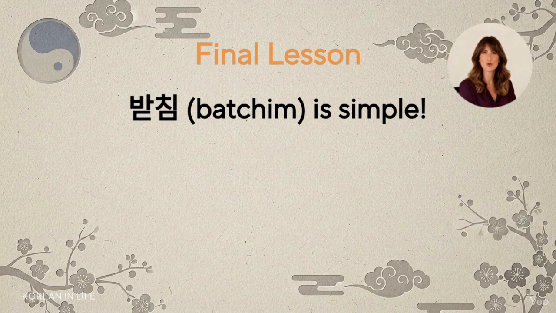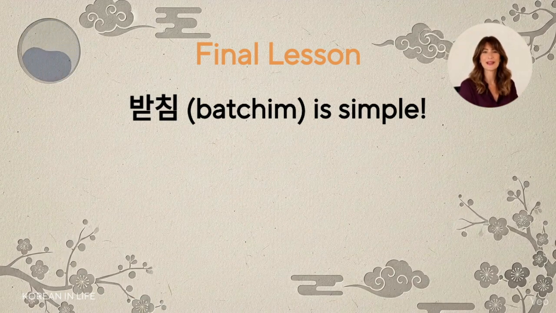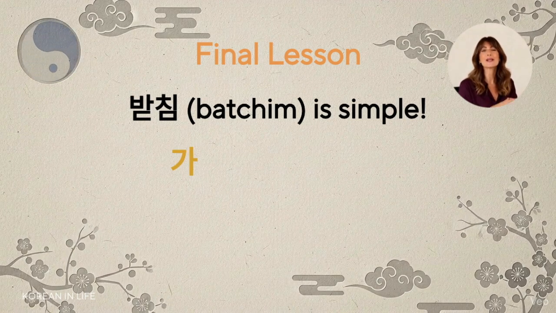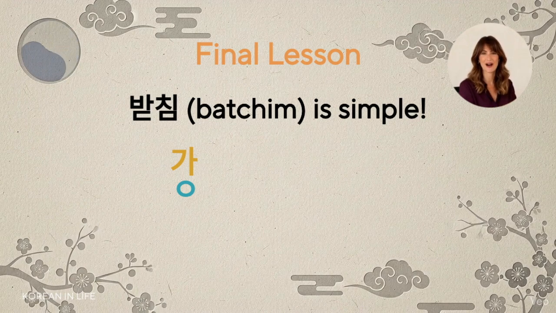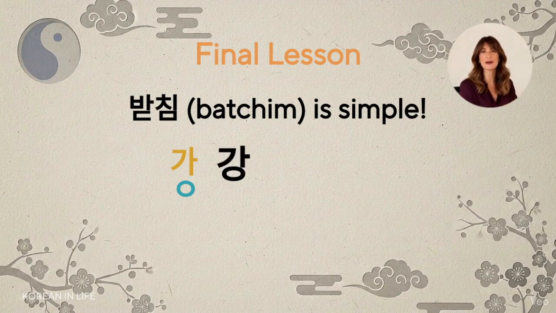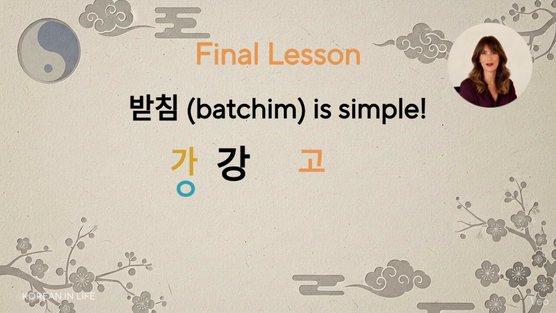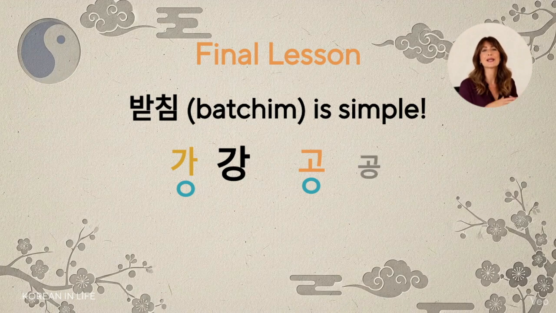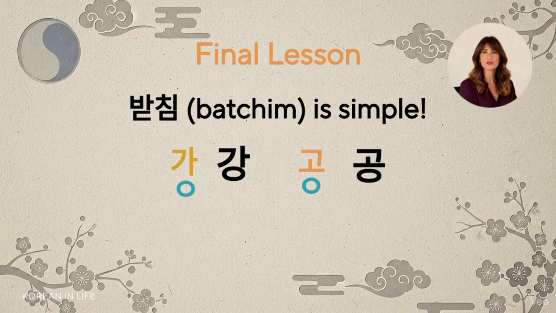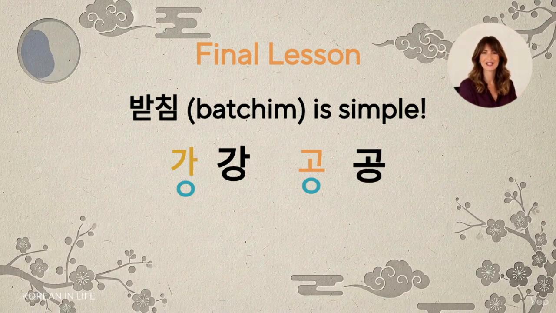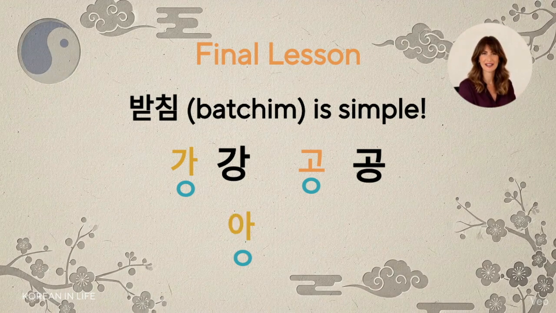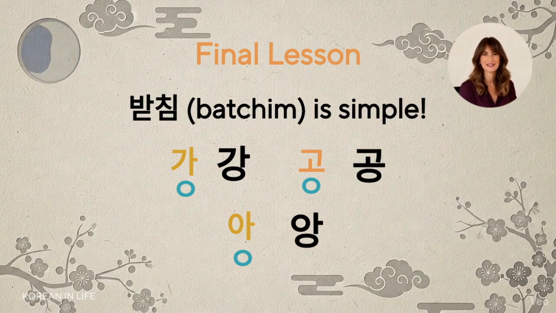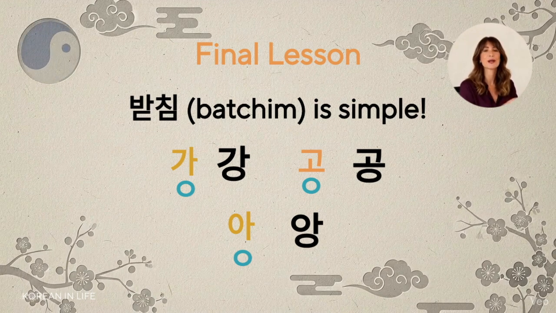This Batchim always goes right into the bottommost spot of the letter block. Remember ka we learned earlier? If you add the iung Batchim underneath that ka block, it becomes kang, from ka to kang. How about the ko block? If you add the iung Batchim underneath that, it becomes kong, from ko to kong. If you add an iung Batchim underneath the a block, it becomes ang. It doesn't matter what shape the letter is. The Batchim always goes to the very bottom spot.